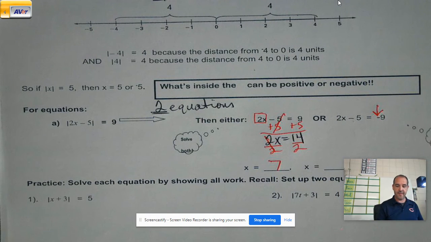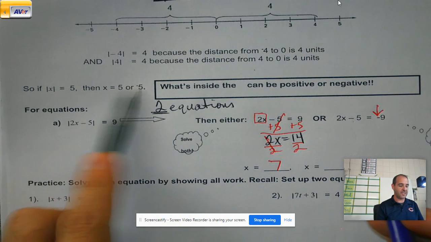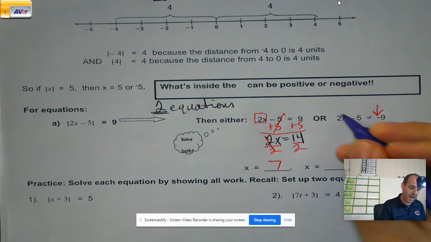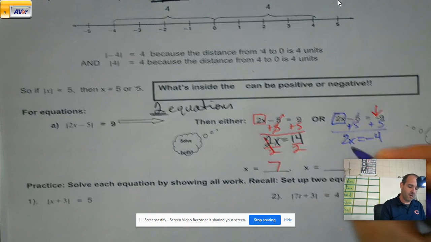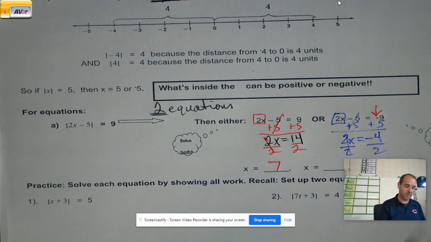Okay, so we get 7 on that one. Then we do the same thing on this other one, and it doesn't mean like it did up here when it was just x, it's just going to be plus minus. You have to do the work. Negative 9 plus 5 is negative 4. And as you can see here, we're definitely not getting a plus minus.